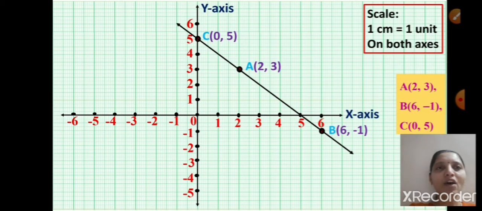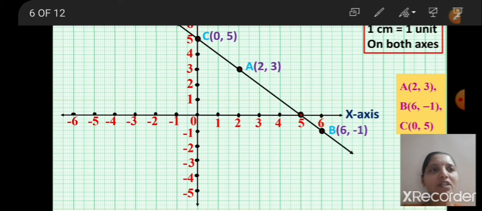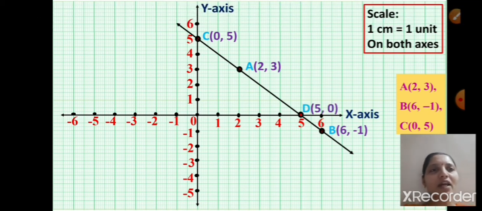Now we have to write down the point of intersection with the x-axis and y-axis. So what will be the point of intersection here? On the x-axis, this line intersects at this point. So the coordinate of this point will be, let's consider this point as point D, and the coordinates are 5 comma 0 because it lies on the x-axis. Y coordinate will be 0. Okay, and on the y-axis it intersects at point C, which has coordinates 0 comma 5.